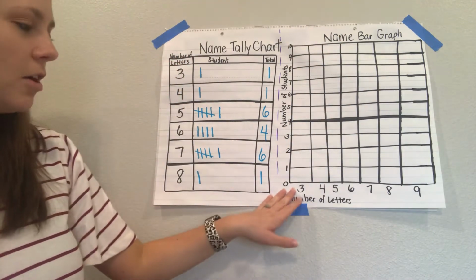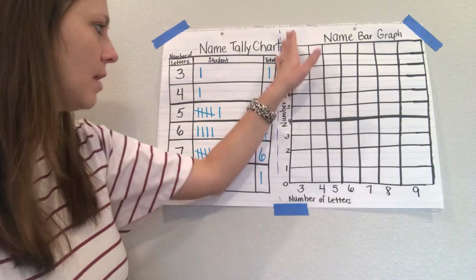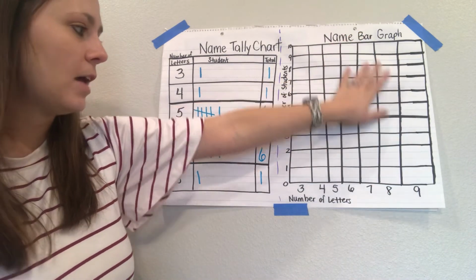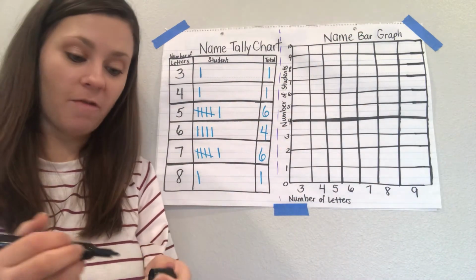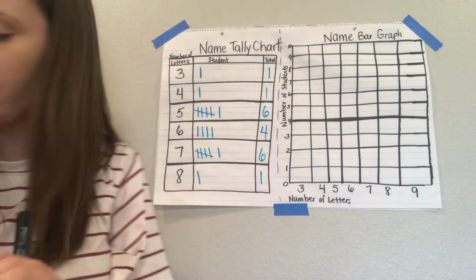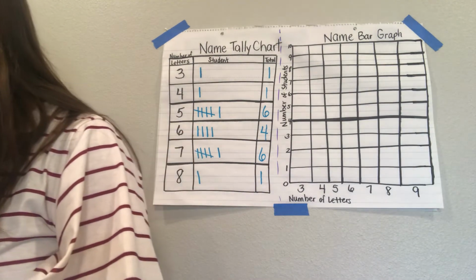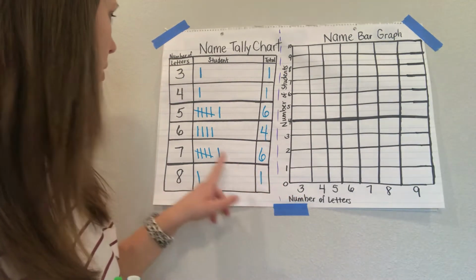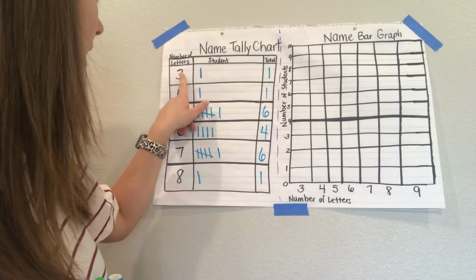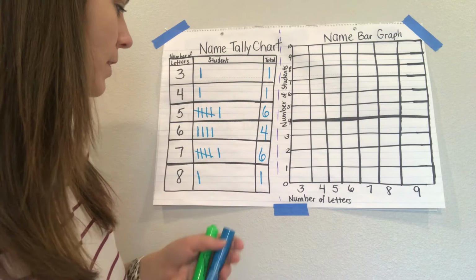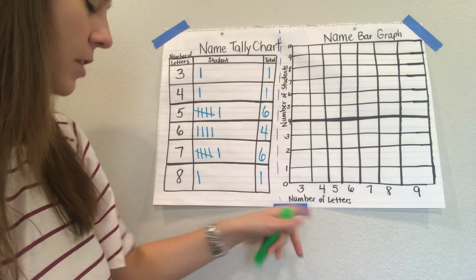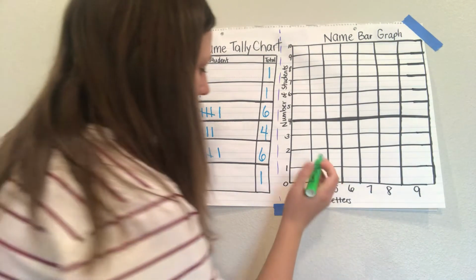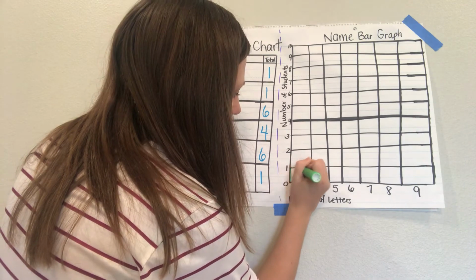It's very important to always fill out the axes and the title. That way people can read your graph and understand it completely. All right, now we're ready to graph. So, number of letters. We had 1 student that had 3 letters. So we're going to color in 1 bar here.